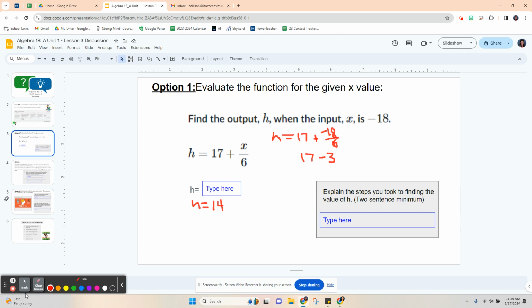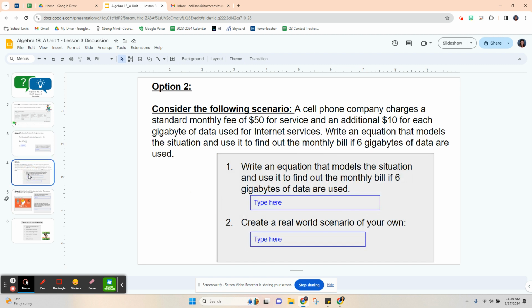Then for slide 4, you have a scenario problem. Okay, so a cell phone company charges a standard monthly fee of $50 for service, and additional $10 for each gigabyte of data used for internet services. Write an equation that models the situation and use it to find the monthly bill if 6 gigabytes of data are used.